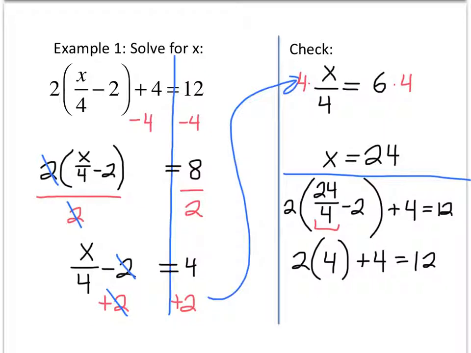And then I can go ahead and multiply, again following order of operations. I want to do multiplication before I do the addition. So see how first we simplified inside the parentheses. Now I'm doing multiplication before addition. And I can see that 8 plus 4 equals 12. And this is true.